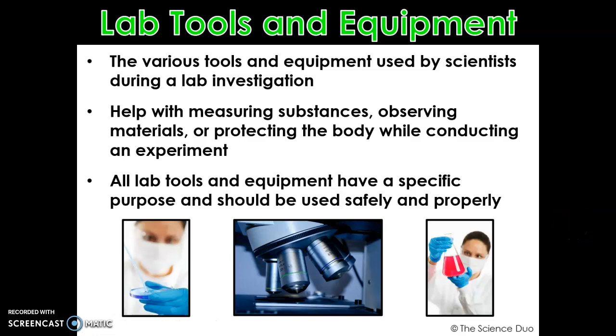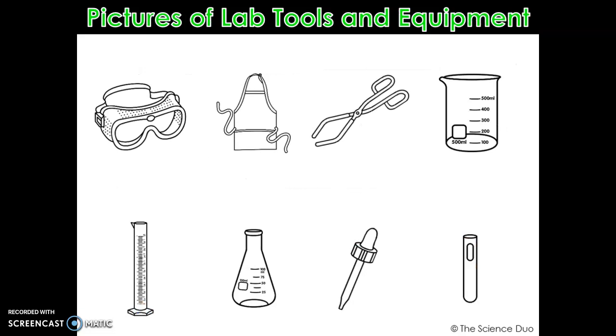So we use different pieces of lab equipment for lab investigations. We use them to conduct labs and also to help protect the body. So things like goggles and aprons, those are considered lab equipment. Their just function is to protect the scientist who is conducting the experiment. Each lab tool has a specific function, and you guys need to know what those functions are.